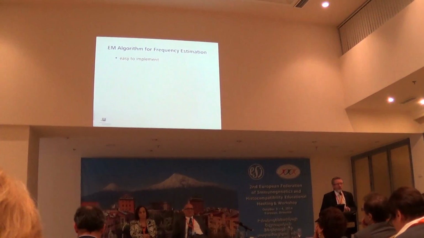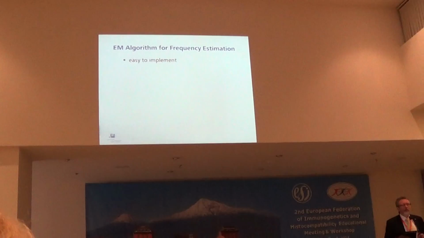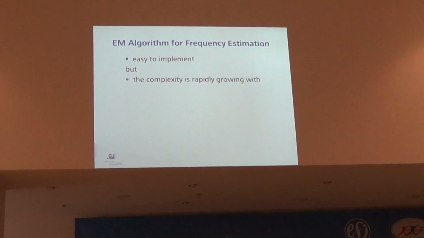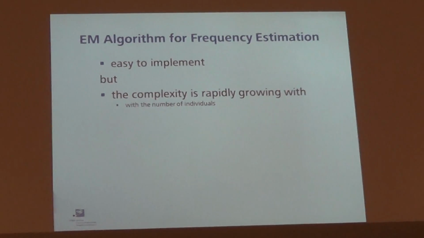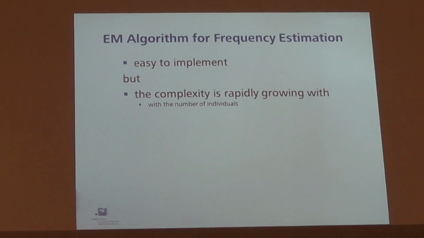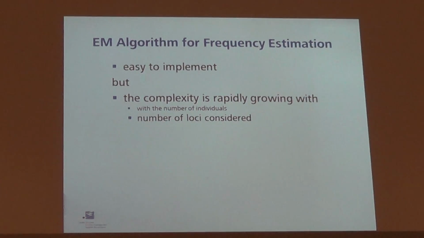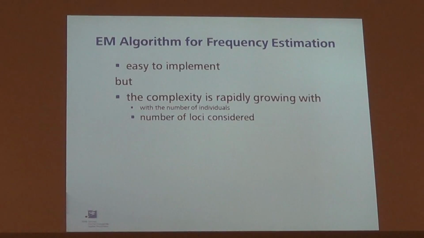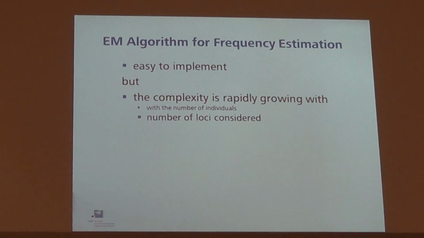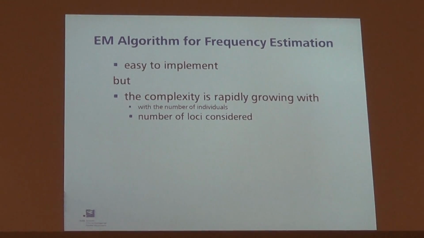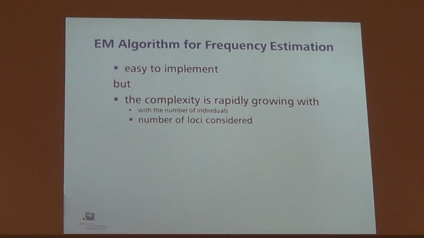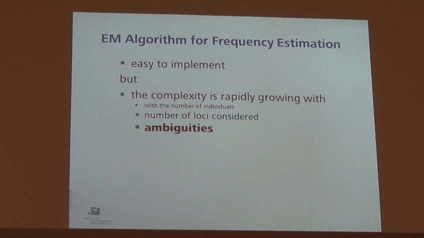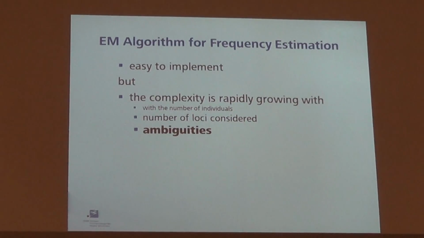The EM algorithm for the frequency estimation is basically easy to implement, but the complexity comes not primarily from the number of individuals, which can go into the millions in registries. It increases a little bit with the number of loci considered. So you start with 2 and can go up to 5 or 6 in stem cell transplantation. The real nuisance starts with the typing ambiguities.